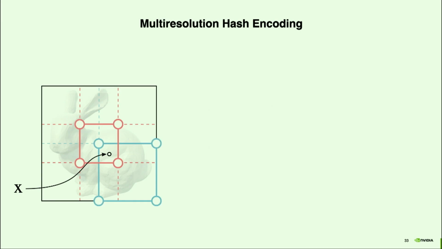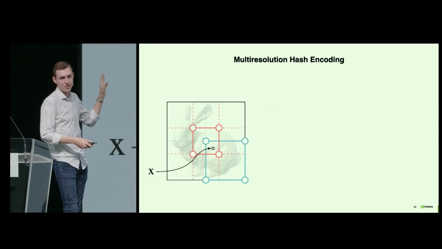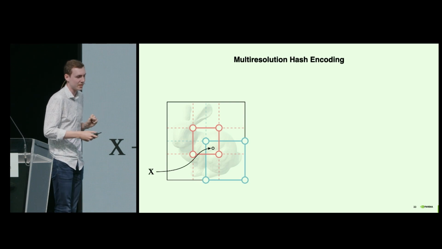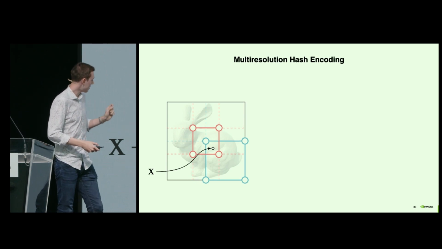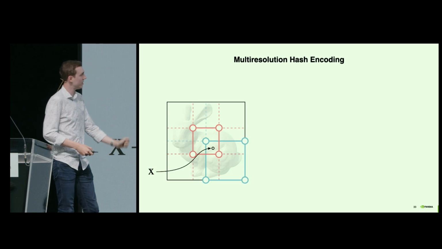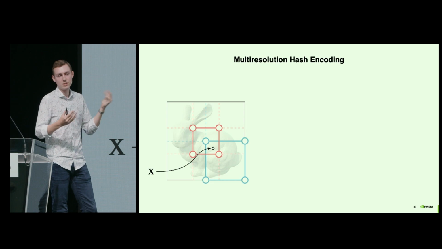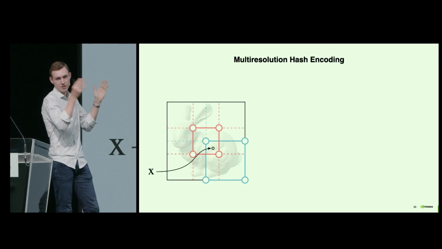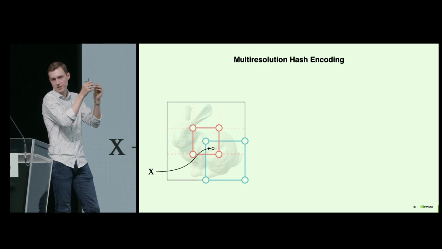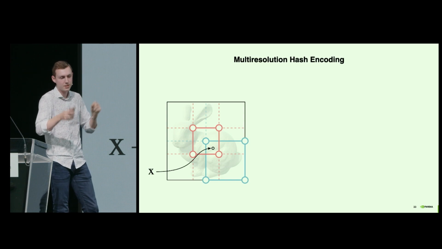So let me just walk you through a lookup from these hash tables. Again, just going step by step through the algorithm makes it easier to understand, I think. So given a position x, we're going to figure out the cells that we are in, and that's just a little bit of multiplication by the resolution, conversion to an integer, rounding up and down. That gives you the integer vertices of the cells.